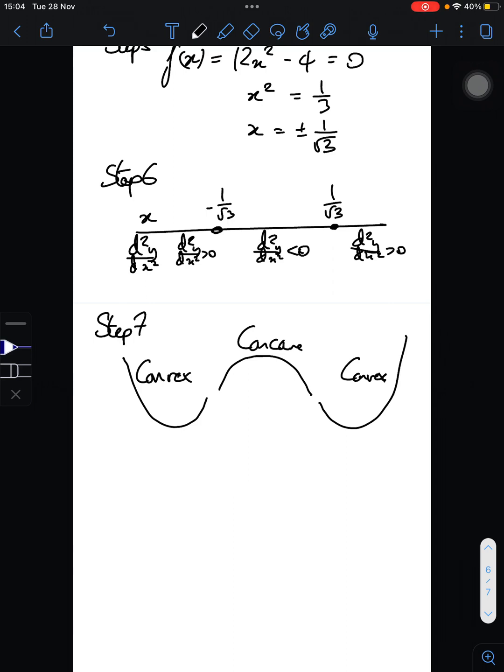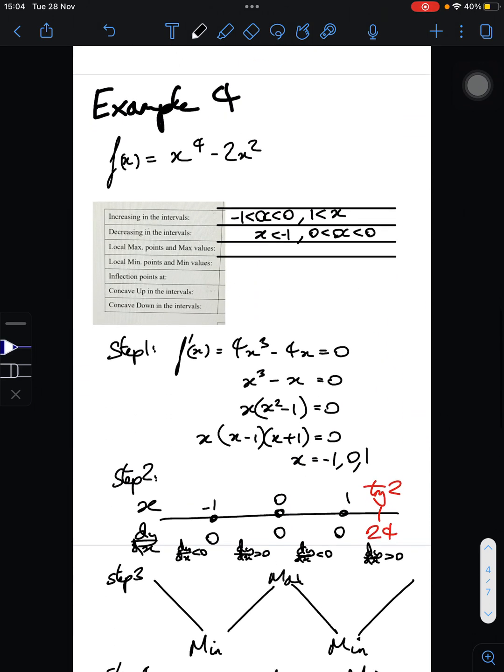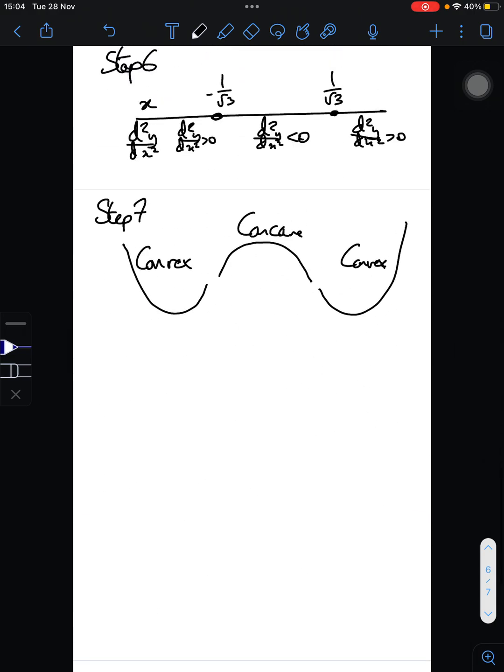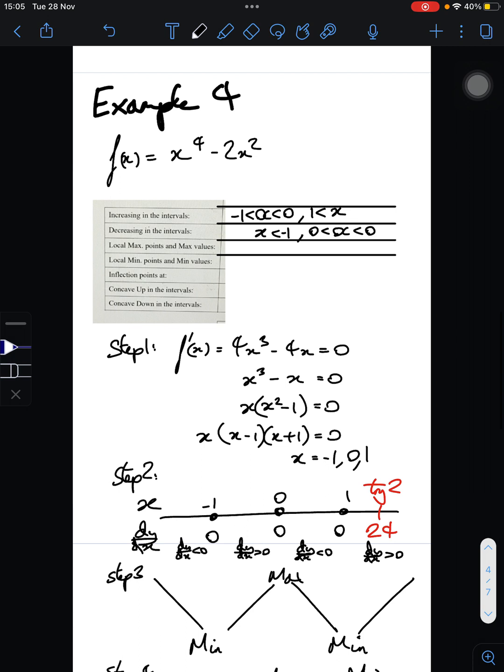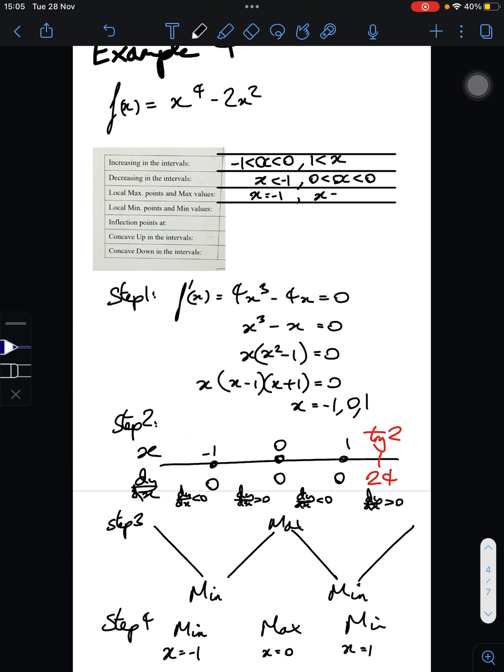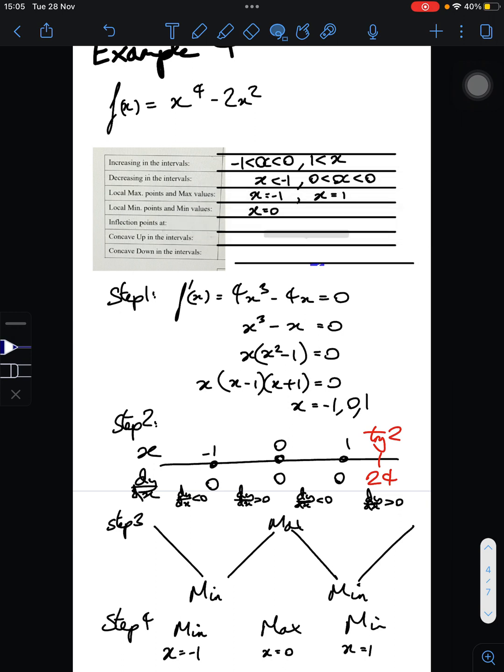So in step 8, let's actually summarize our values. Is what they're saying for step 8. Well, local minimum, local maximum values. Local minimum we worked out was x equals minus 1. And the other one was x equals 1. Local maximum values, it's just x equals 0. Inflection points for this curve are going to be at x equals plus or minus square root 1 over square root 3, which is square root 3 over 3.